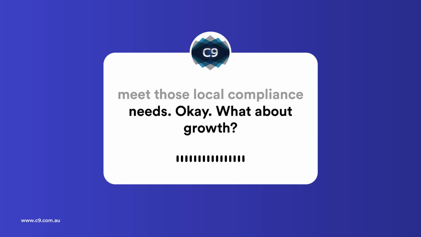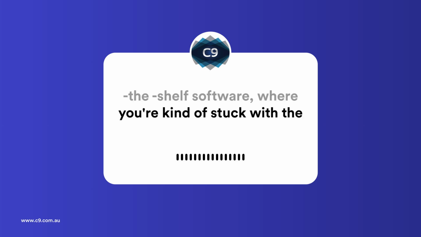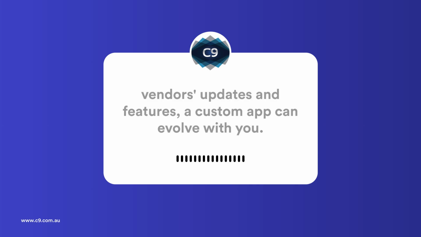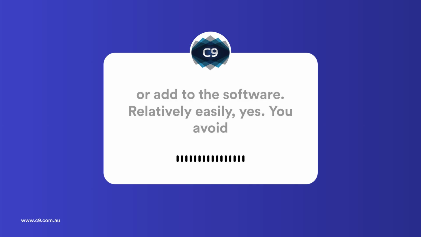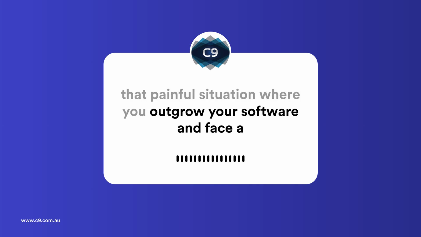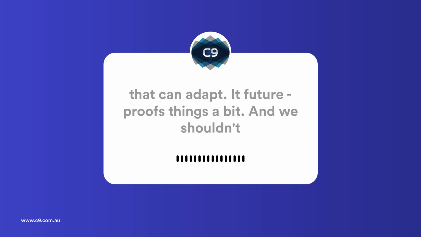Okay. What about growth? Businesses change. That's where scalability comes in. Unlike off-the-shelf software, where you're kind of stuck with the vendor's updates and features, a custom app can evolve with you. So as your business grows or changes direction, you can modify or add to the software. Relatively easily, yes. You avoid that painful situation where you outgrow your software and face a massive rip-and-replace project. It becomes an investment that can adapt. It future-proofs things a bit.